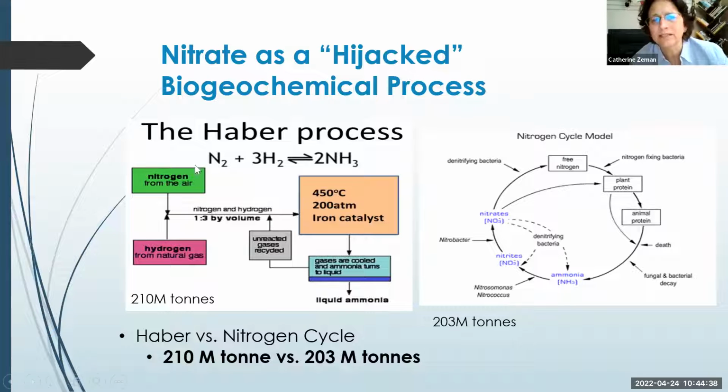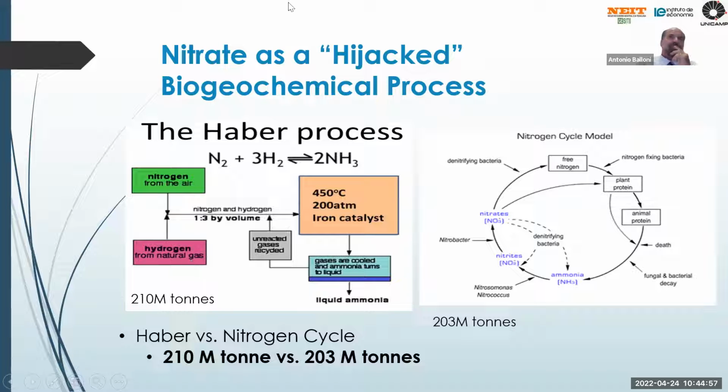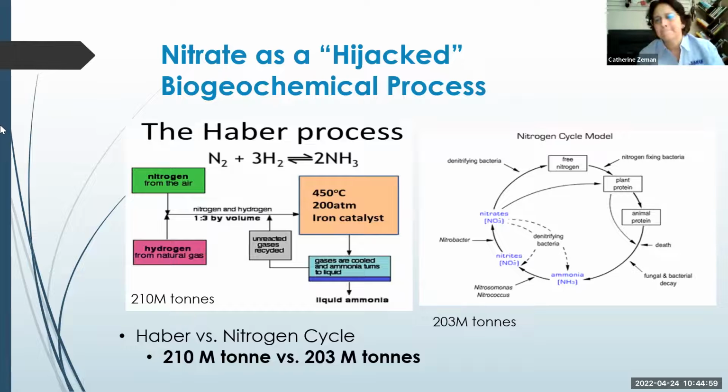The Haber process takes the gaseous nitrogen and, using hydrogen and an iron catalyst at 450 degrees Celsius at 200 atmospheres, creates ammonium and liquid ammonia that we can then apply to agricultural areas to increase the amount of soluble nitrogen available for plant growth.